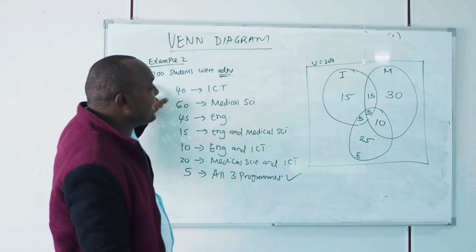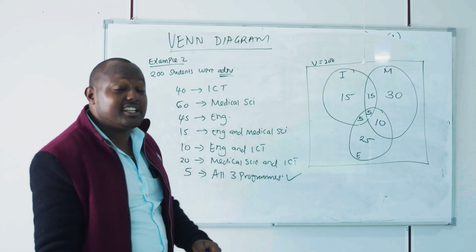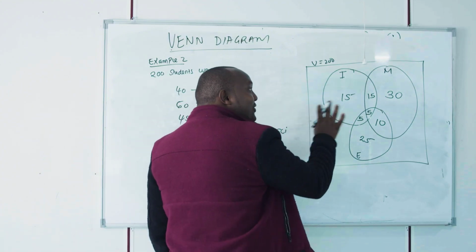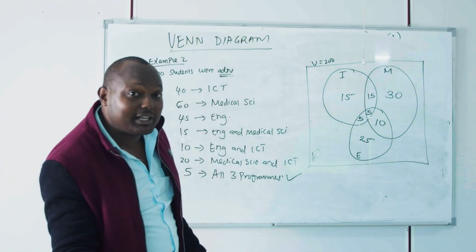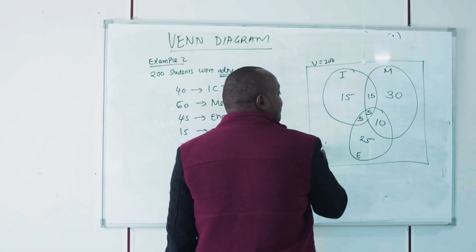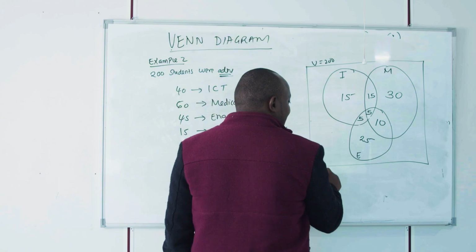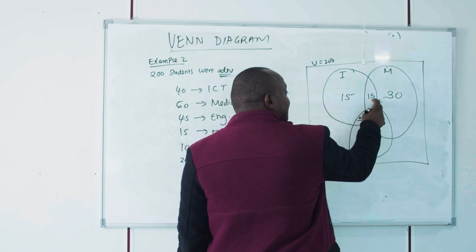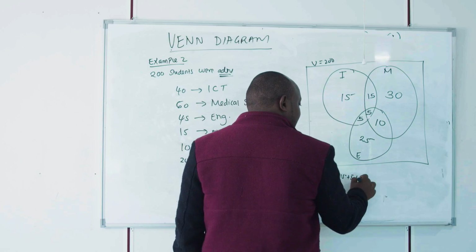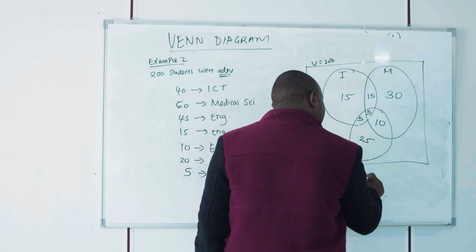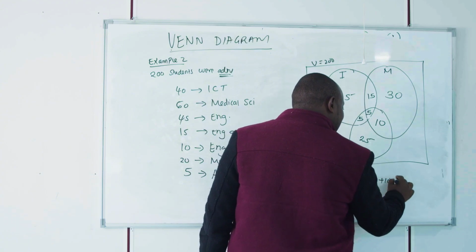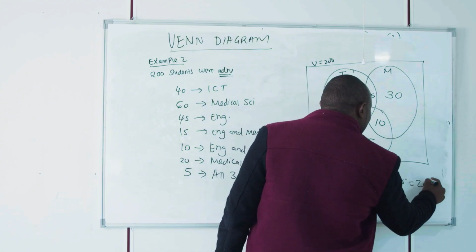Now, remember, our set had how many students under consideration? 200. So there are those who chose none of the above programs. So you calculate, you add everything, then you subtract from 200, you get your x. So your x plus 15, 15, then plus 30, plus 10, plus 25, this should give you 200.